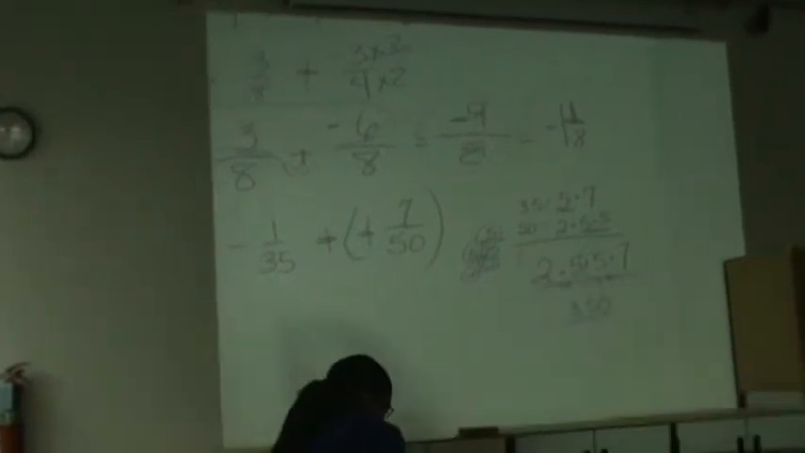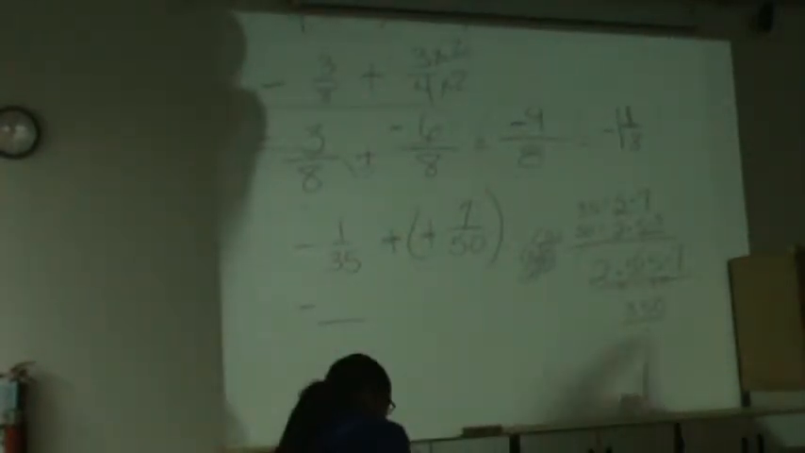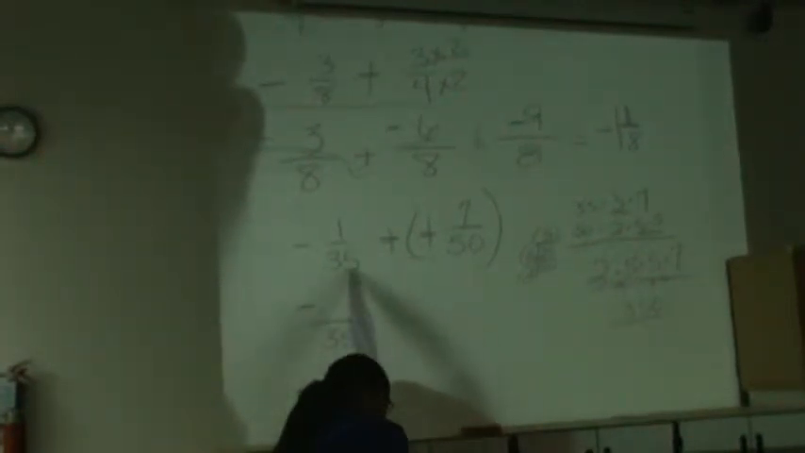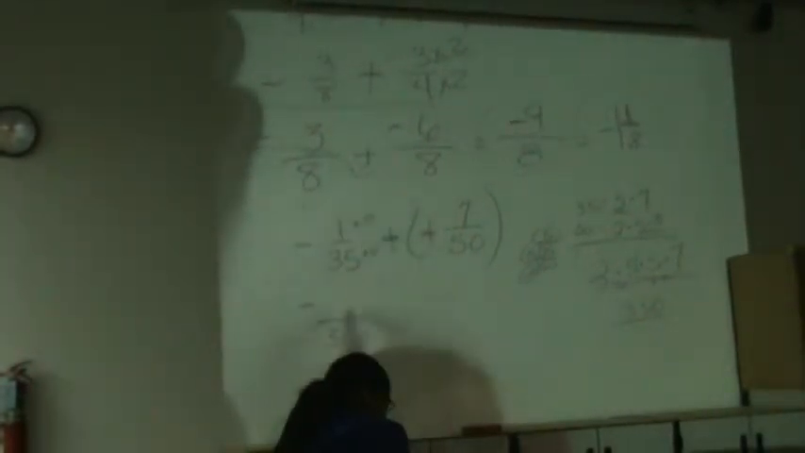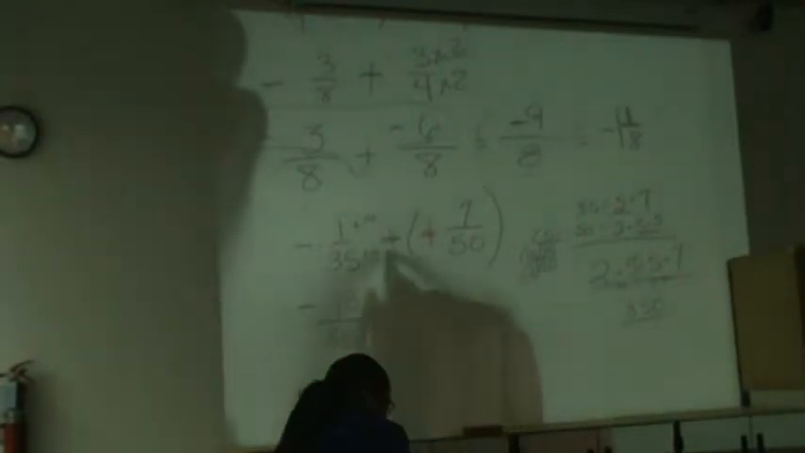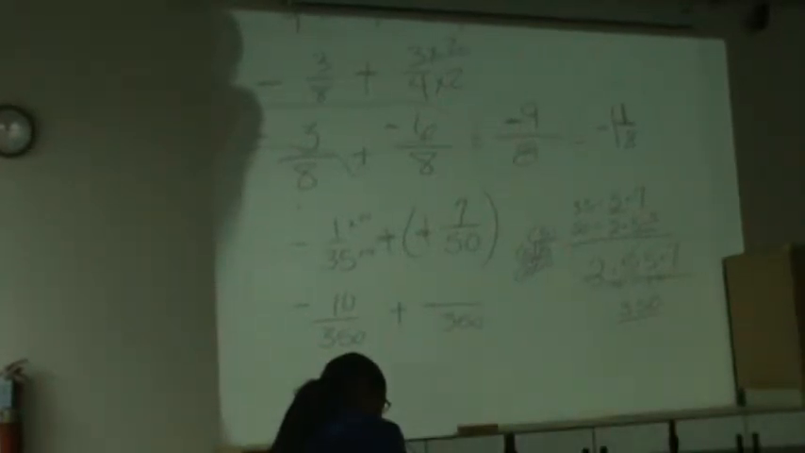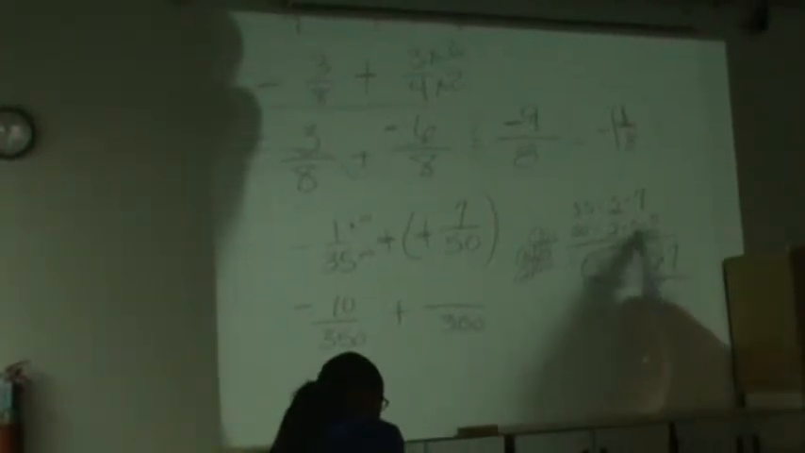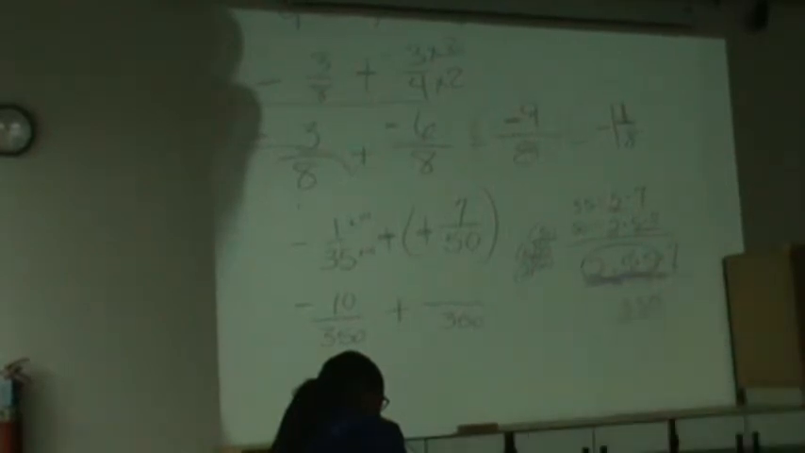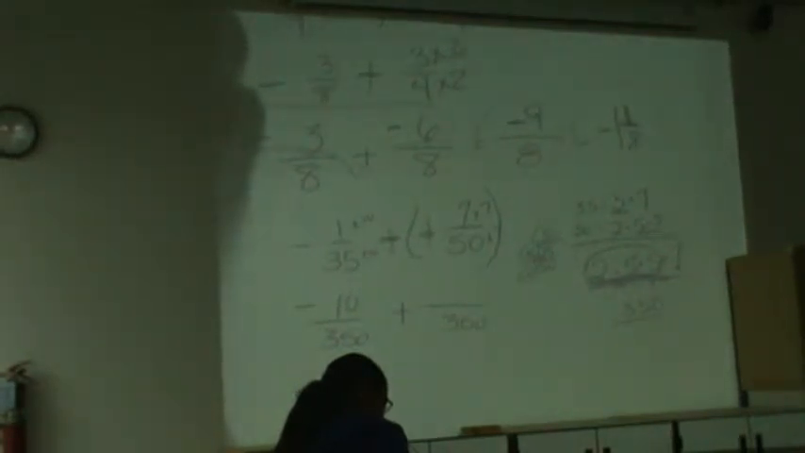I like leaving this here so I can see what to multiply these by though. Okay, so this one is still negative. Denominator is 350. That means we multiply it by 10, right? 35 times 10. So the top is now 1 times 10 is 10. We're adding a positive. Common denominator is 350. What do we multiply 50 by? 50 is multiplied by 7. So times 7, times 7. Our top number is 49.